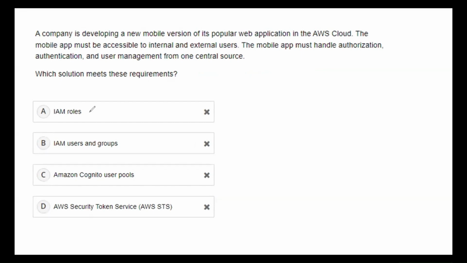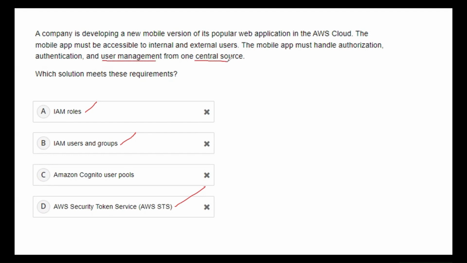So IAM roles, no. IAM roles are typically used to have the EC2 instances perform any specific function or a specific action, right? So IAM roles is not the correct answer. Similarly, IAM users and groups, no. Then AWS Security Token Service will help in generating tokens for the time being.